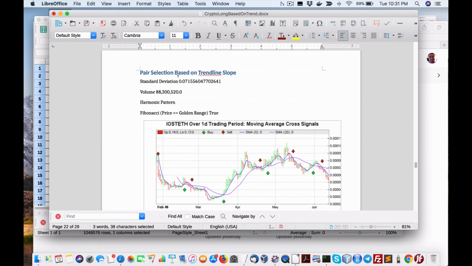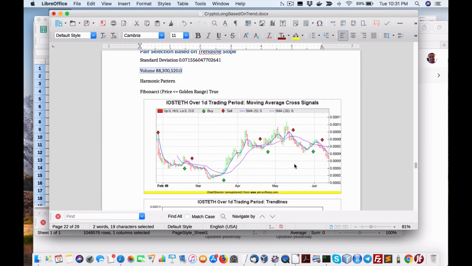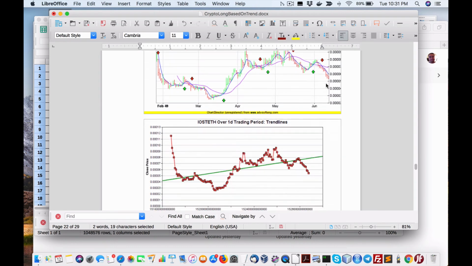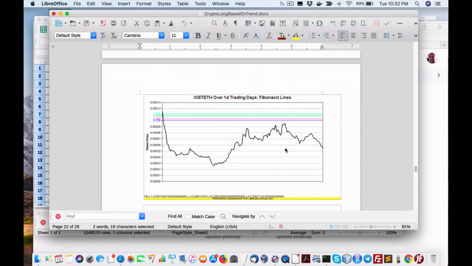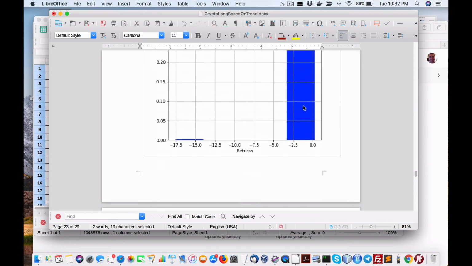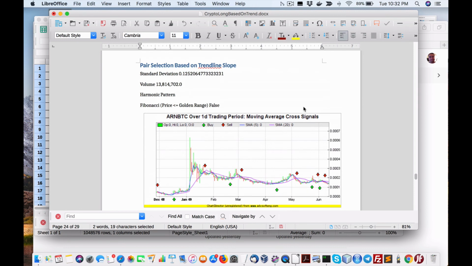Another one, IOST Ethereum, and then again below our group volatility, very heavy volume. Lately it has been a sell signal. Looks like it's been a solid downtrend. Positive return, but below trend, below our Fibonacci, and again solid negative returns, so stay away.